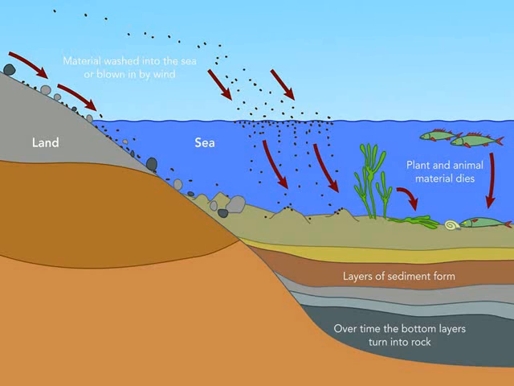This picture shows the formation of sedimentary rocks. From the land, a lot of materials are washed away by the movement of water or sometimes wind. They move into the sea, and at the bottom of the sea, the layers of sediments turn into rock over time. Sometimes dead plants and animals also change into rock after some thousands of years.